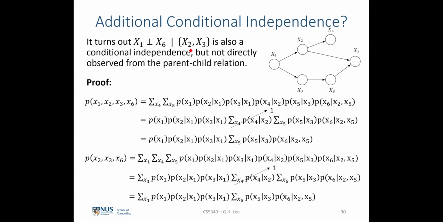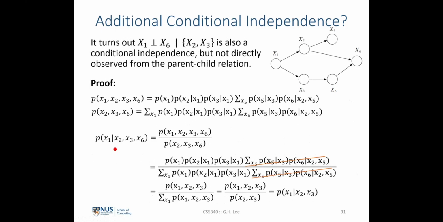But this doesn't follow the rule of the parent-child relation, where x6 is not a non-descendant of x1, it's in fact a descendant of x1, but it still can be conditionally independent of x6, given that we have observed x2 and x3, which are not the parents of x1. The proof can be shown here.